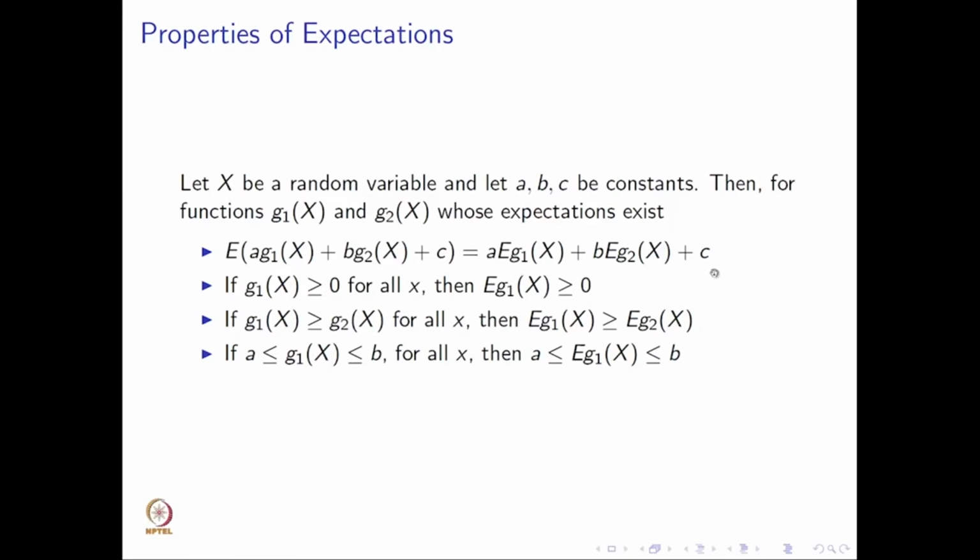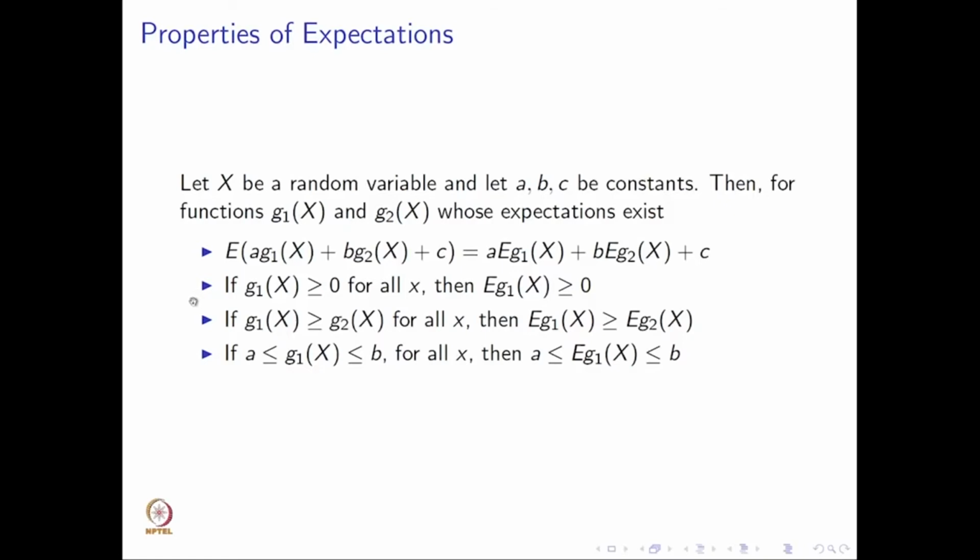This is called the linearity of expectations. There are actually a few things to note here. First of all, expectation of a constant is equal to the constant itself. Expectation of a constant times a random variable is equal to the constant times the expectation of the random variable, and the expectation of the sum of two random variables can also be represented as the sum of the expectations of the two random variables. Note that here the two random variables need not be statistically independent.